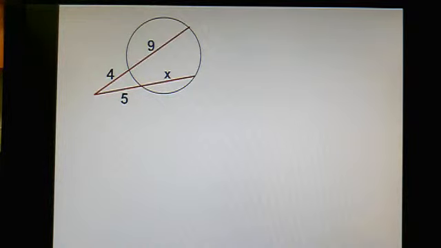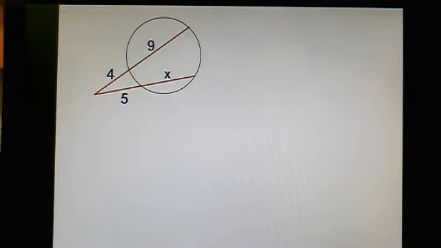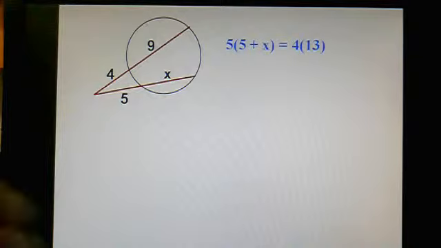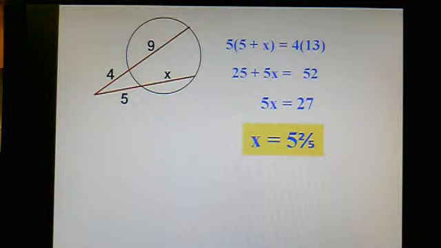Same situation, the external times the entire. So it would be 4 times 13. And then the bottom one would be 5 times 5 plus x. And if you solve this, I think it gets a little bit messy here. You get 25 plus 5x, 4 times 13, that's 52. Subtract the 25 from both sides and divide by 5, and you get a nice, beautiful fraction. So 5.4 or 5 2/5 if you want to keep it in a fraction form.